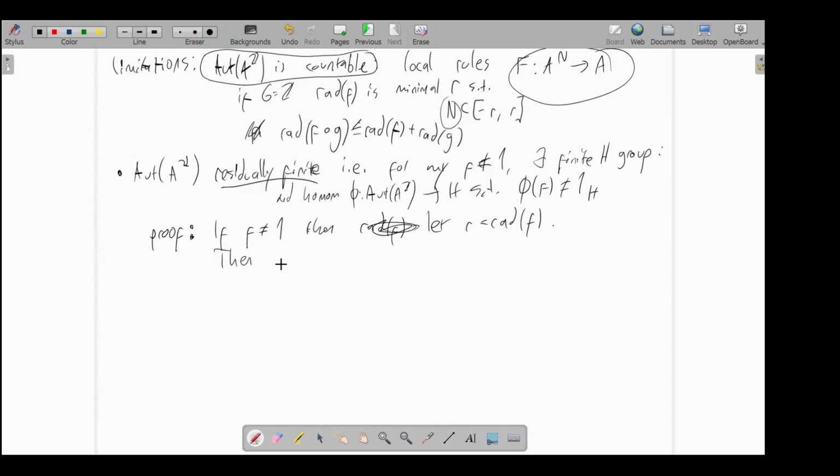Then actually the local rule of f, given some pattern like this, where u and v belong to... I will write quickly and then I will explain. So if f is not 1, by which I mean it's not the identity map, which is the identity element of this group. So if f is not the identity element, then let r be its radius.